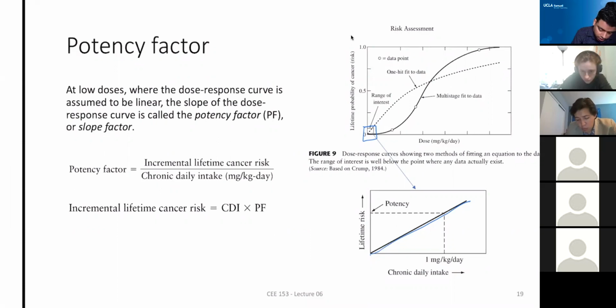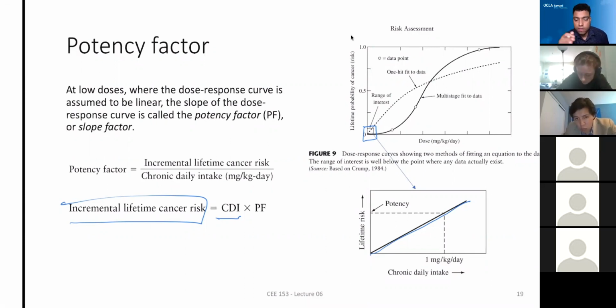So that's why I say incremental lifetime risk is chronic daily intake. It means how much lead, for instance, you are taking daily by drinking water from the tap, and you multiply that over your lifetime, let's say 60, 70 or 80 years, and then you multiply by the potency factor, and you get a risk. If you get a risk more than a certain amount, then you say that this is not appropriate. Okay, so that's how you calculate the entire lifetime cancer risk. It's a very simple thing.